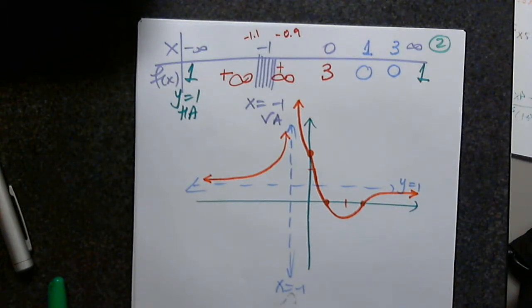Can a rational function cross a vertical asymptote? No. Never. Can a rational function cross a horizontal asymptote? Yes. Yes, because we said that this has no meaning here. You can even erase it from here if you don't want it. The meaning is here and here. So the function can cross a horizontal and can cross a slant.